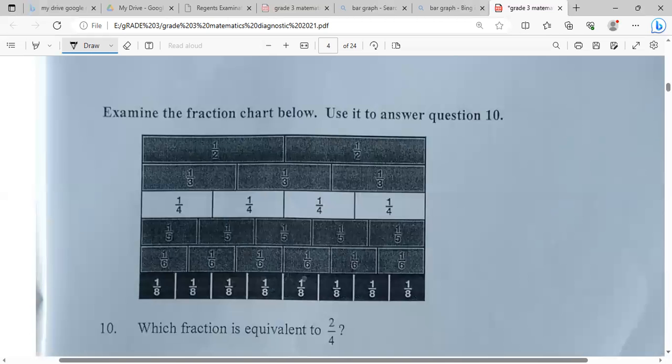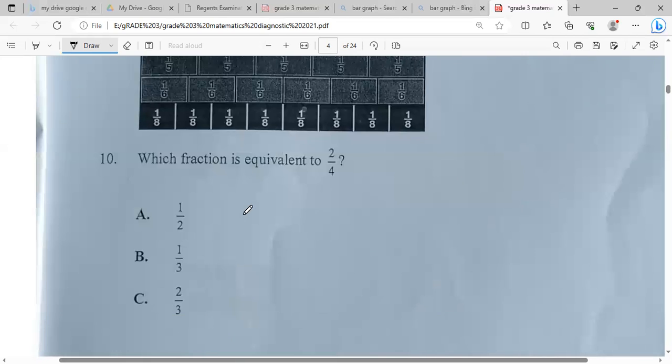All right, this one says, examine the chart below, use it to answer question 10. It says, which fraction is equivalent to 2/4, right? So here we can see this is 2/4. So which one matches with it? This doesn't match with it, right? But a half matches with it. See there? Same size. So a half is the same as that. So it would be a half is equivalent to 2/4. And you should know that from your experience in class and so forth.